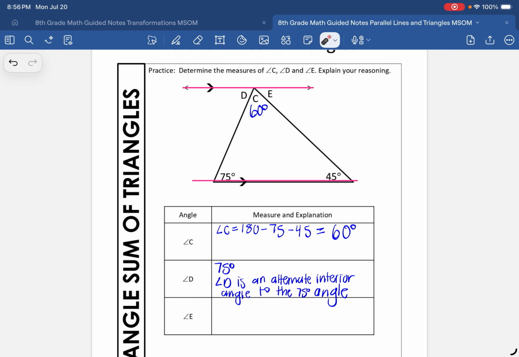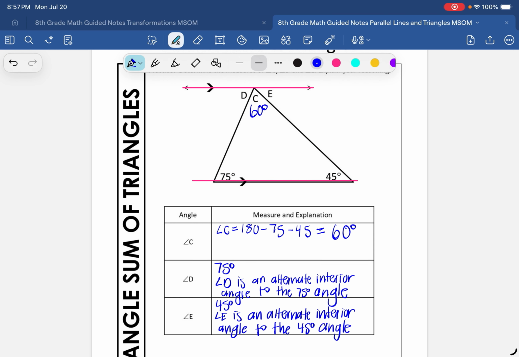Now it's asking for angle E, and the same argument can be made. These two lines are parallel. This line right here is the transversal. So angle E and this 45-degree angle are alternate interior angles, and therefore they have the same measure. So angle E will be 45 degrees.